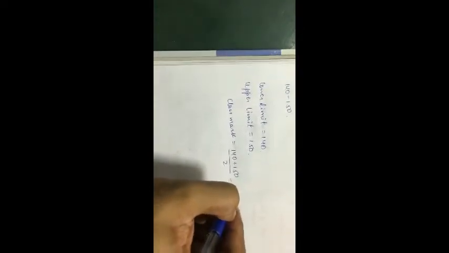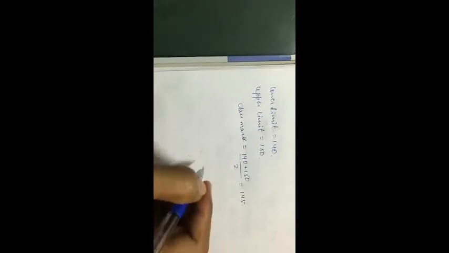So in order to find the class mark for the given range, we will look for the upper limit and lower limit. For the first class, 140 to 150, the lower limit is 140 and the upper limit is 150. So the class mark will be 140 plus 150 divided by 2, that is equal to 145. Similarly, we will find the class mark for all the classes.